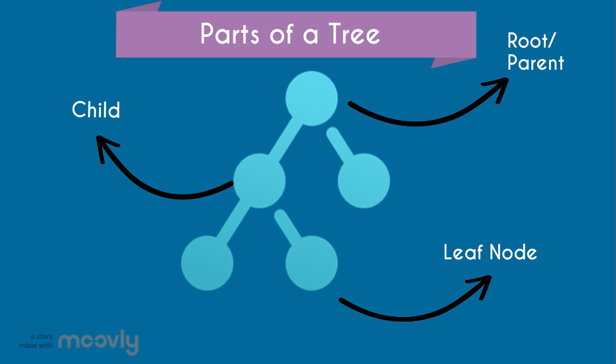Here are the parts of a tree. You have a root node, which is the only one without parents. You have leaf nodes, which have no children. A node that branches off another node, or a parent, is called a child.